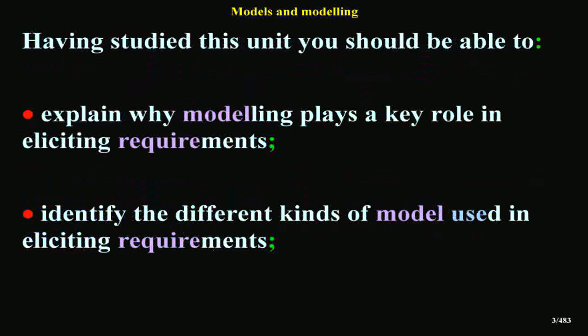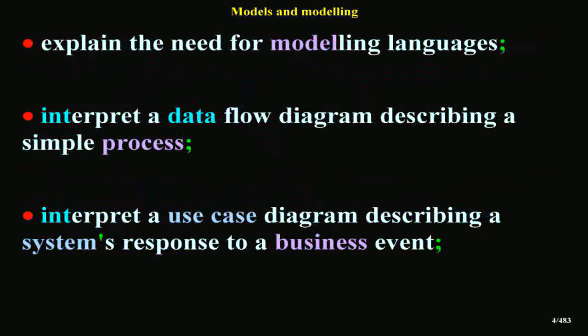Having studied this unit, you should be able to explain why modeling plays a key role in eliciting requirements. Identify the different kinds of model used in eliciting requirements. Explain the need for modeling languages. Interpret a data flow diagram describing a simple process. Interpret a use case diagram describing a system's response to a business event.